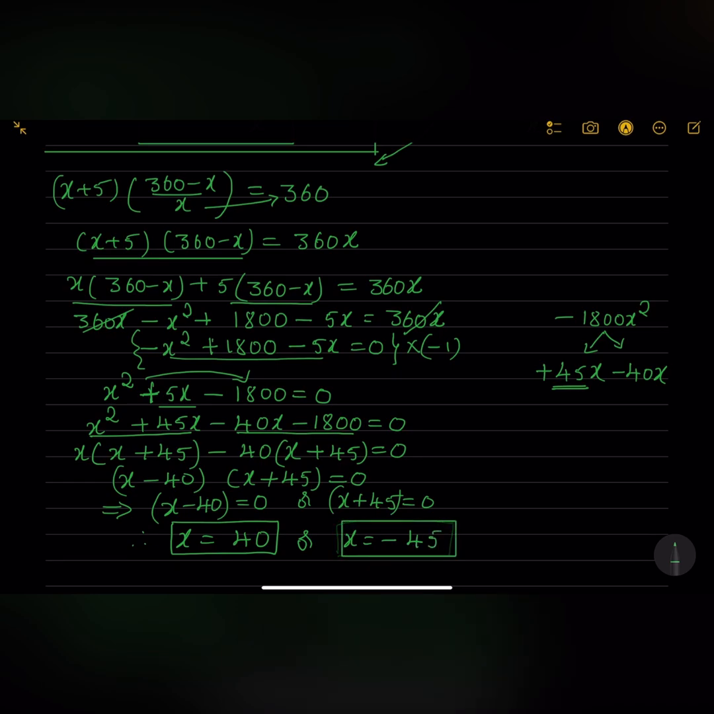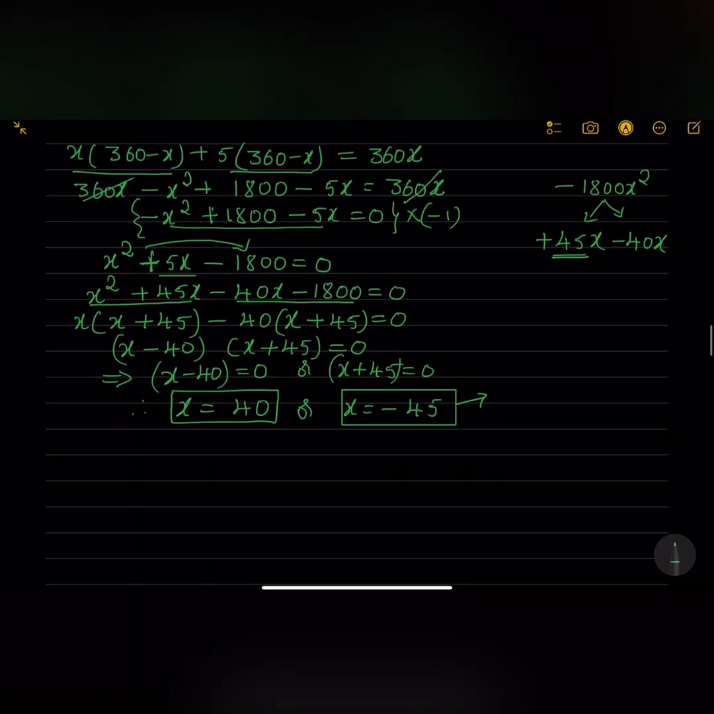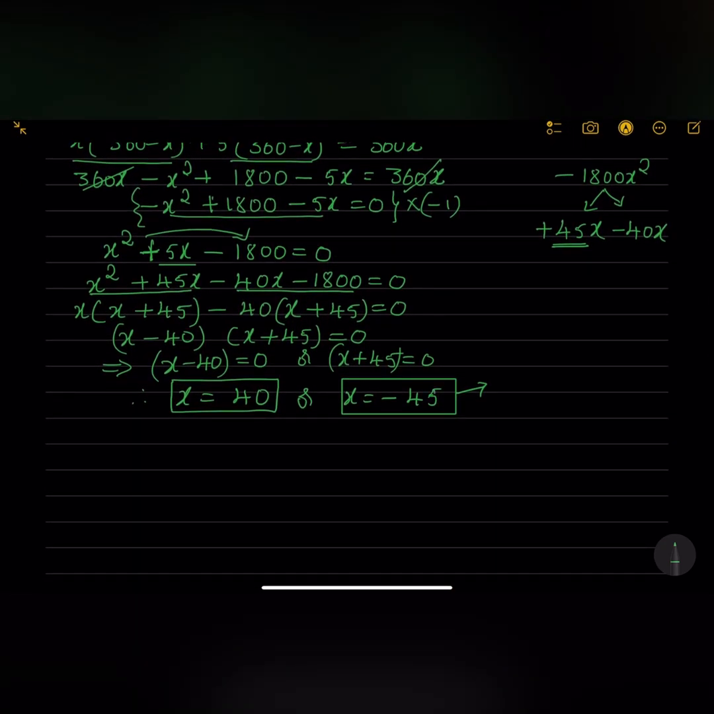So minus 45, that is, what is x? First of all, let us know what is x. We have taken x as the speed, right? Let the speed be x kilometers per hour, and speed cannot be negative. So this is ruled out.